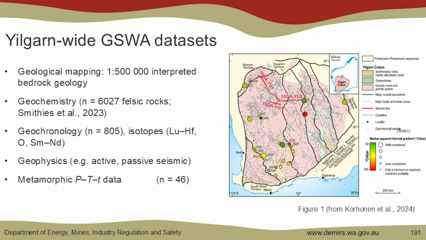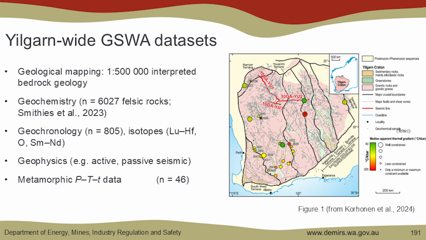A lot of those geochemistry points have geochronology and isotope information attached to them, which tells us about the age, but also the sources that these rocks were derived from. The red lines are the active 2D seismic lines that were used in this work to constrain crustal architecture. And then the colorful circles, which you saw in Raf's talk, are the metamorphic data points that tell us a lot about the pressures and temperatures of metamorphism, which tells us the thermal structure of the crust at that time.